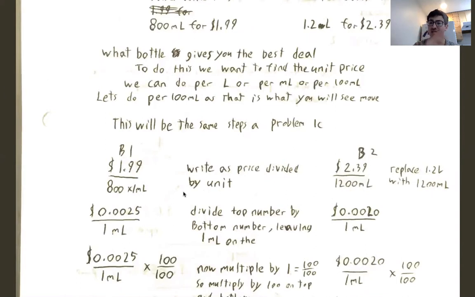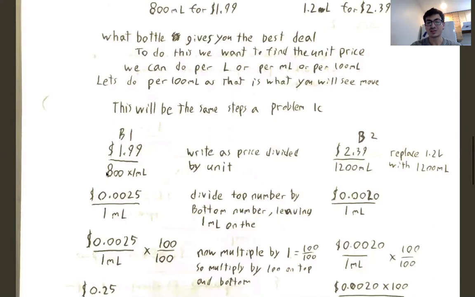To do this, I've given you a couple of steps here. Let's translate our prices into unit prices. We're going to do this by taking our price and dividing it by our unit. So for bottle one, we have $1.99 divided by 800 milliliters. That is a unit price. Right there, you've got a unit price. The only thing is it's not a very helpful unit price. So we're going to convert that into a unit price where the unit is 100 milliliters instead of 800 milliliters.